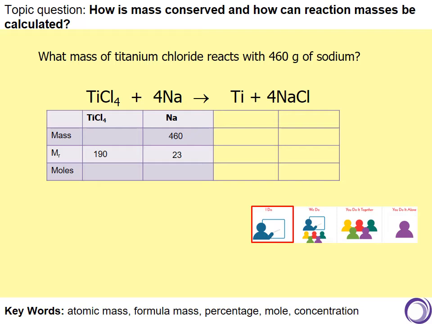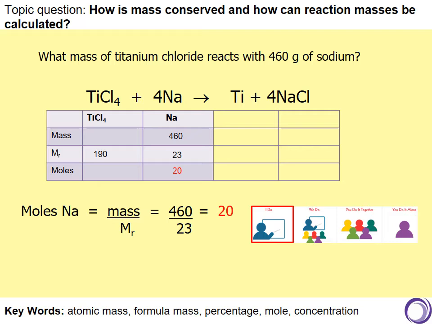That's great, because what that now does is it shows me that for my sodium I know 2 out of 3 of my values, so I can calculate the third one that I don't know. So my moles of sodium is equal to the mass of sodium divided by the formula mass of sodium, which is 460 divided by 23. That gives me an answer of 20 moles of sodium.